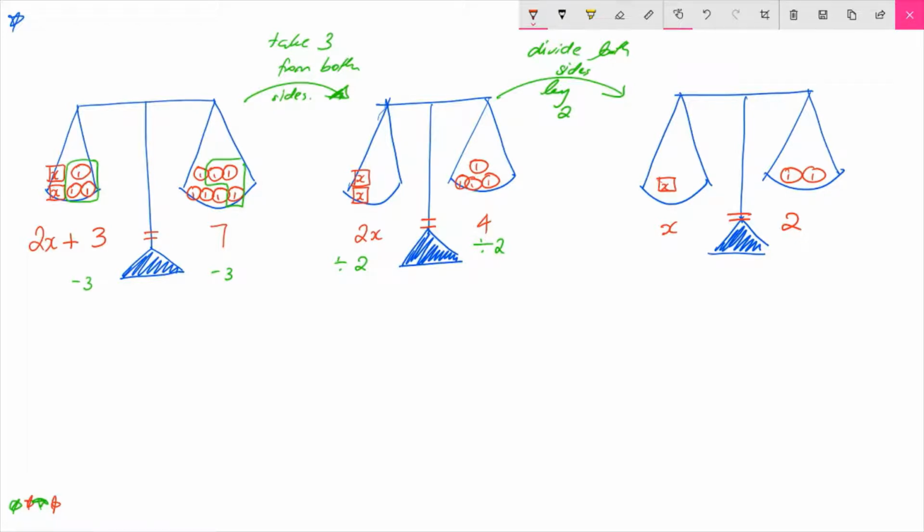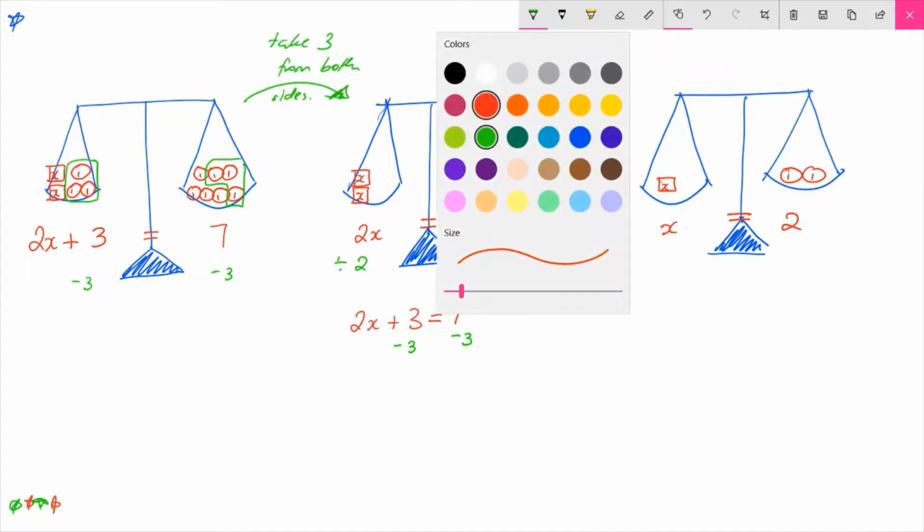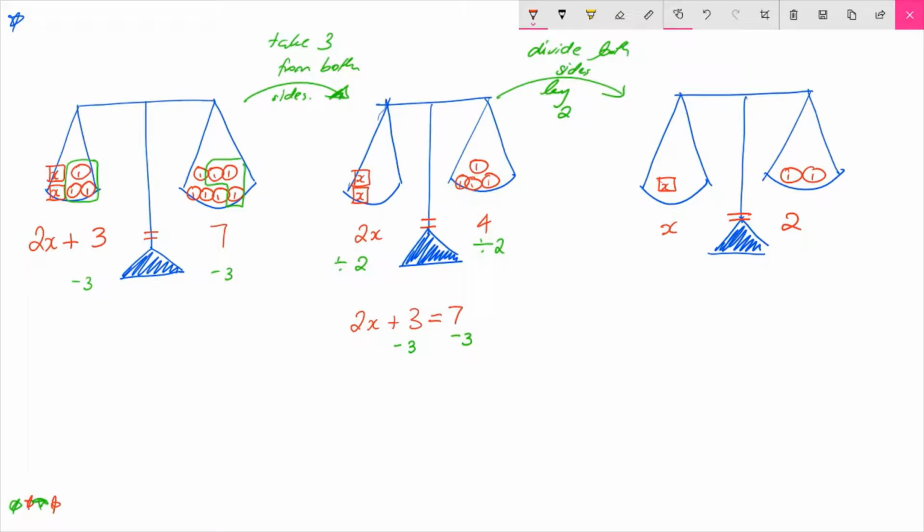So if we start off with 2x plus 3 is equal to 7. Now we're aiming to get the x on its own. So the first thing I'm going to do is get rid of that 3. But remember to keep things balanced. Whatever I do to one side, I do to the other. So on the left-hand side, we now have 2x plus 3 minus 3, which leaves 2x. And on the right-hand side, we have 7 minus 3, which leaves 4.